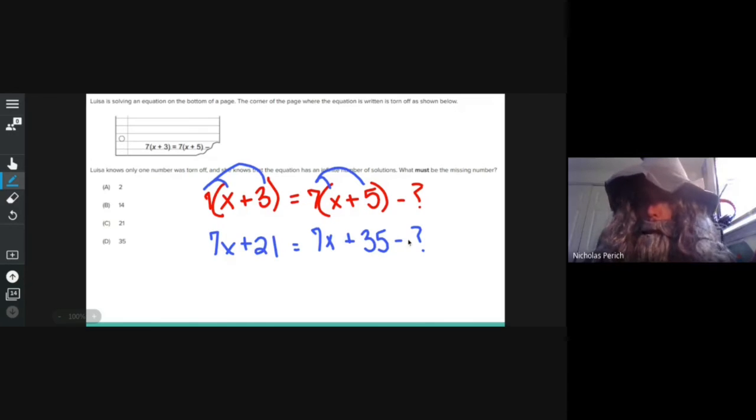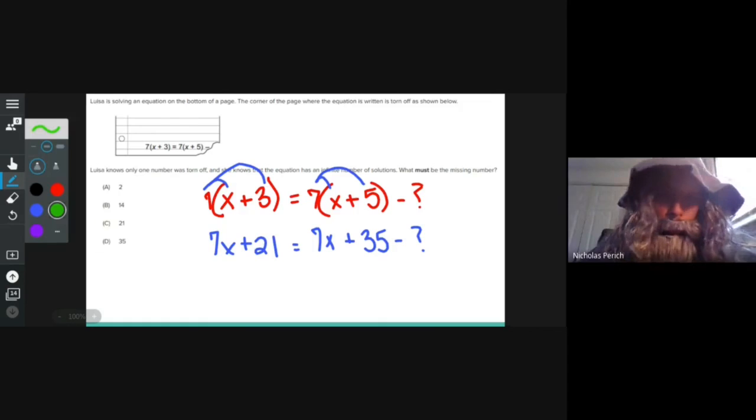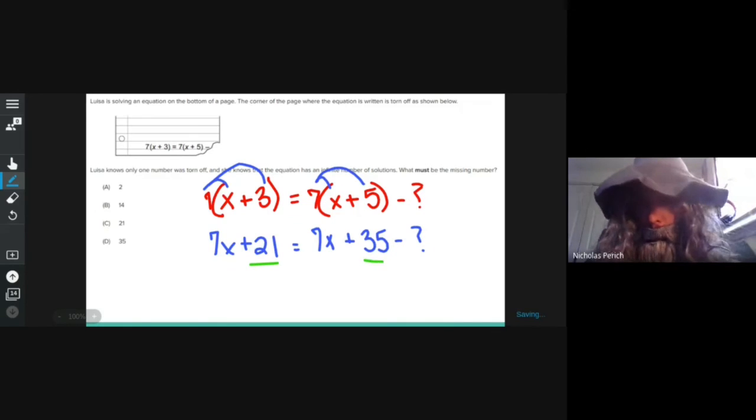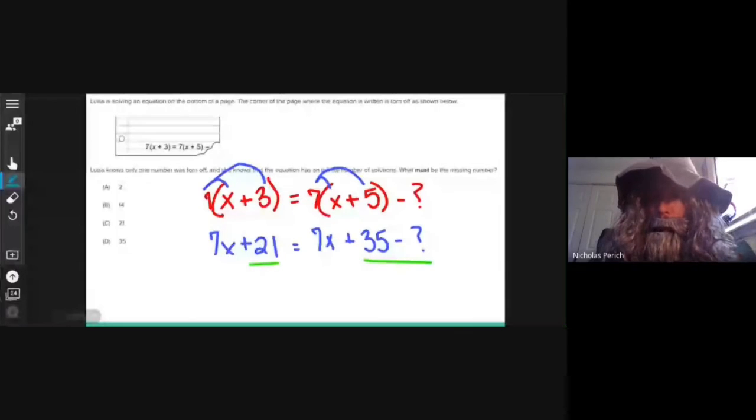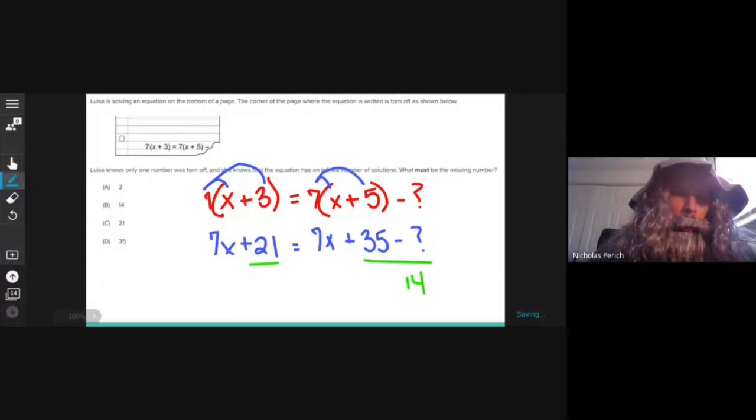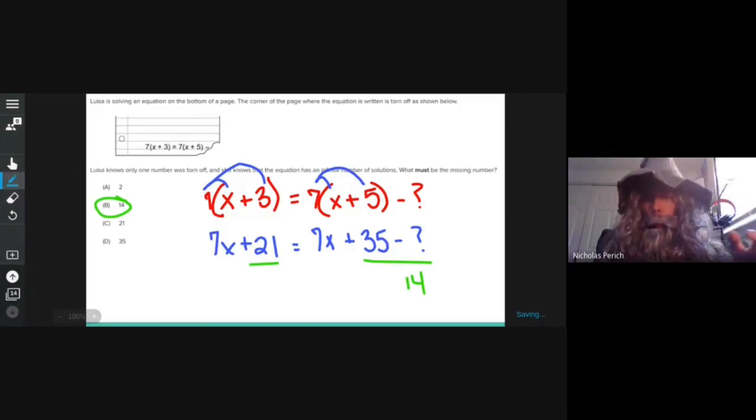What must I take away from 35 to get 21? Because these two have to be equal. Well, I'll wait for people in the chat to answer. What must I take away from 35 to get 21? In order for the left side and the right side to be exactly the same. 14, says San Diego. And he would be correct. Well done. Well done, students.